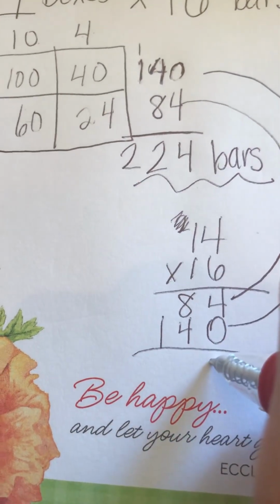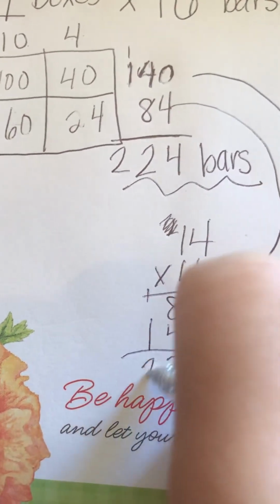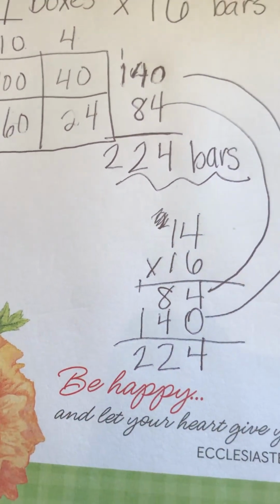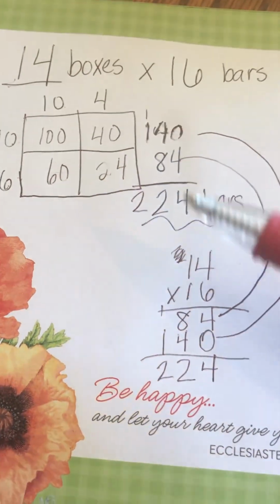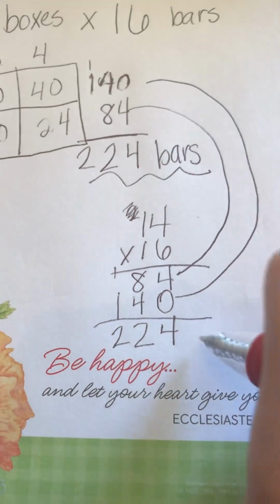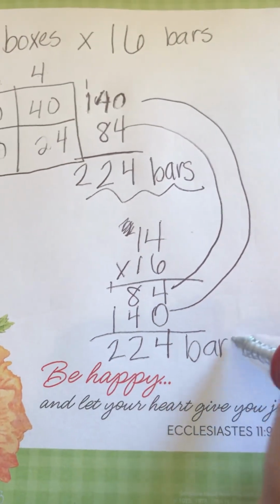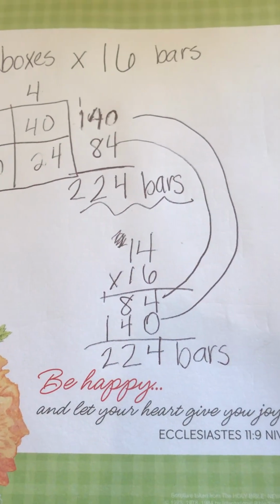So then I'm going to put these two together. And I end up with the same answer as expected, 224. So you can see we can either use the area model or the algorithm, and we get the same answer of 224 Nutri-Grain bars. So I really appreciate Kellogg's making this donation.